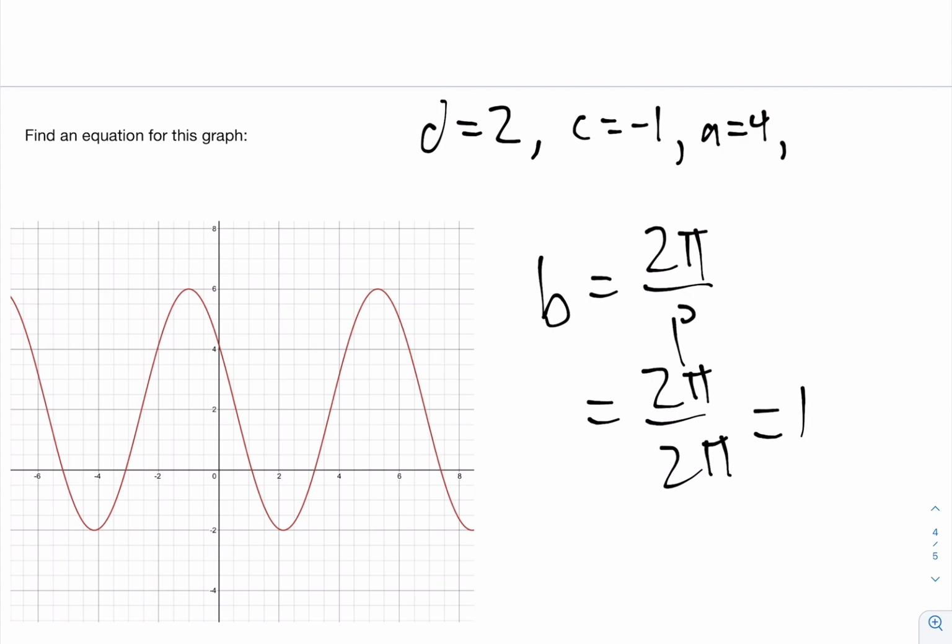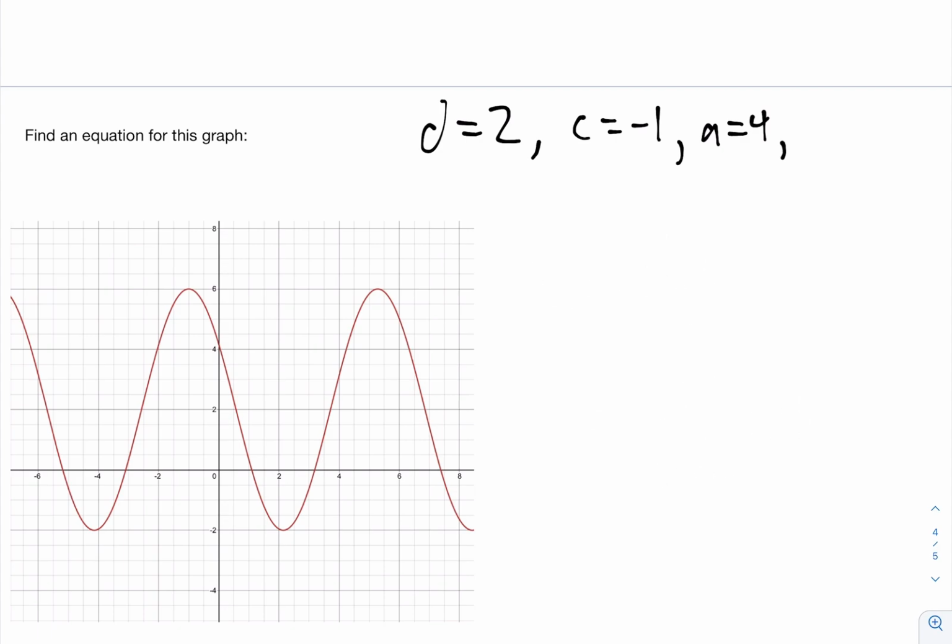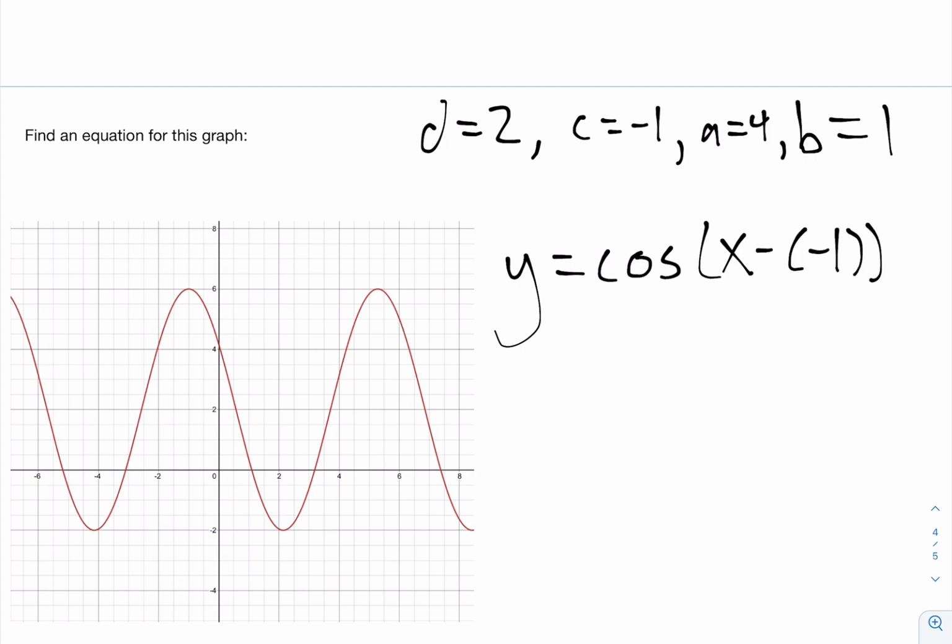So we don't need to worry about the b value right now. We can just leave it. Right? We can write b equals 1. That doesn't do a whole lot. So to find an equation, we're using positive cosine. So y equals cosine, our b is 1, x minus negative 1, plus 2, right? Cosine of x minus negative 1 is just x plus 1. And then we've got plus 2 here.